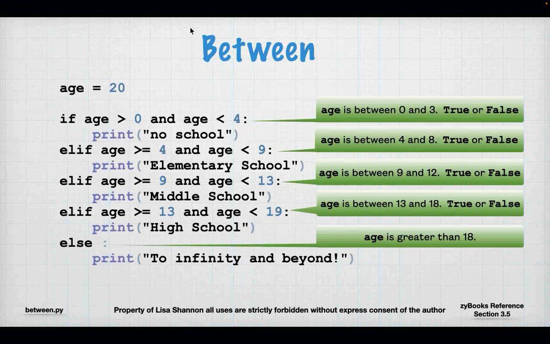The next statement is age greater than or equal to 4 and age less than 9. So we'll know that age is between 4 and 8. Greater than or equal is inclusive of the number, so it would be 4 between 4 and 8. Age greater than or equal to 9 and less than 13 is between 9 and 12. And age greater than or equal to 13 and less than 19 is 13 to 18. And the else is anything greater than 18. So that's how you read all of these. And you'll notice with the between, I'm using an and. It has to be an and. It cannot be an or if you're doing a between.